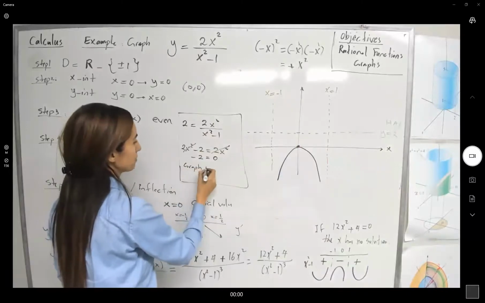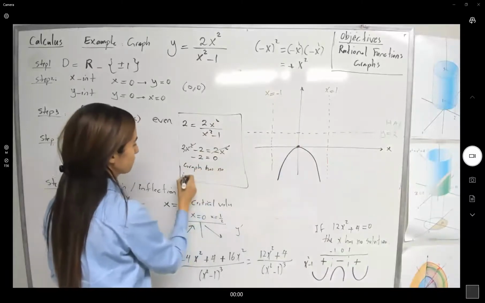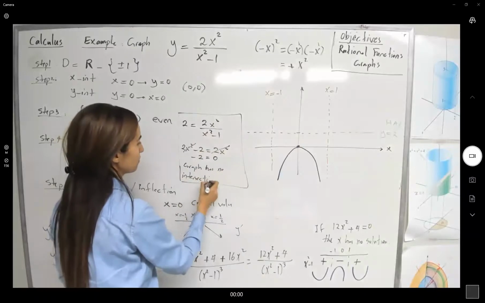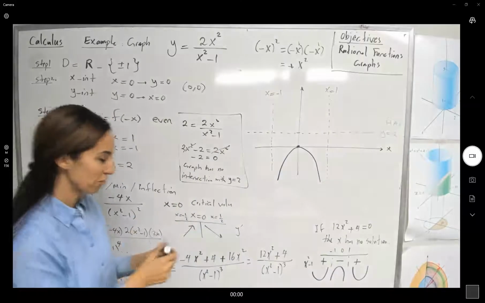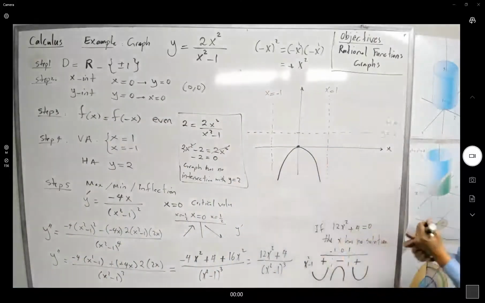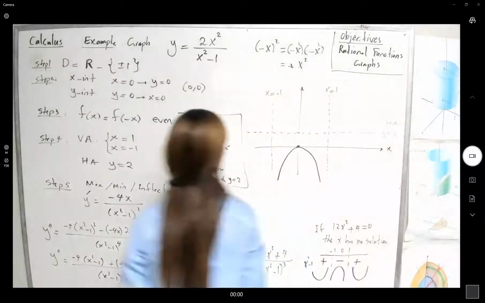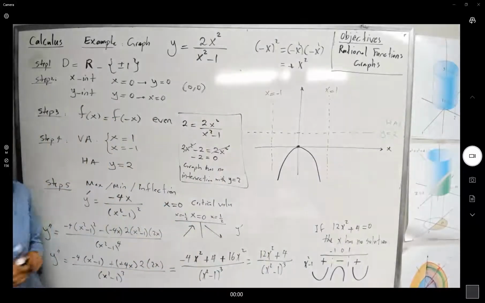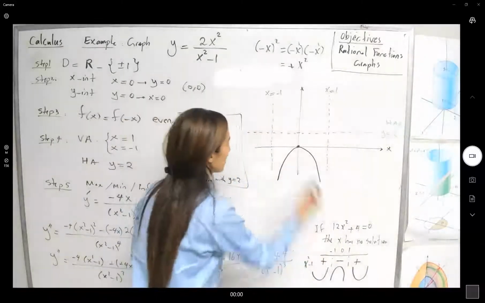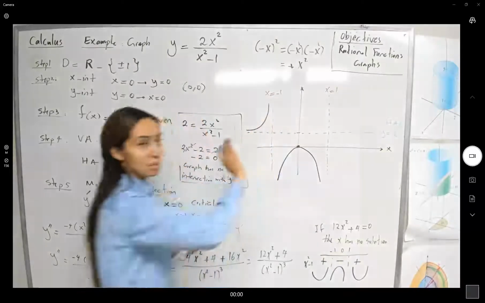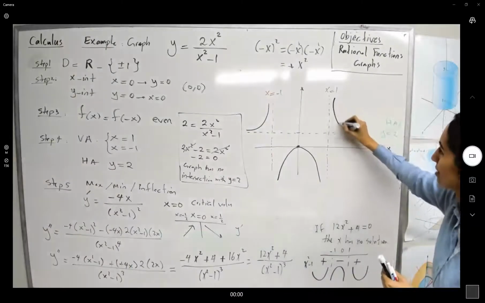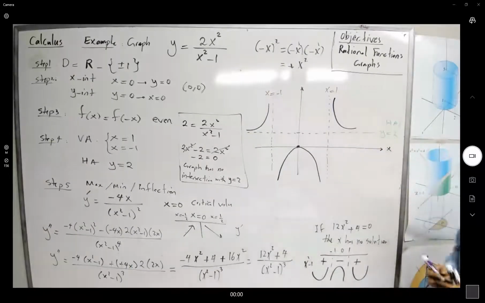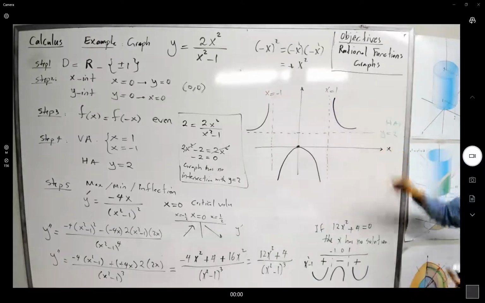The graph has no intersection with y equals 2. It means that it is above your horizontal asymptote. Since we already know that it is concave up, it doesn't touch the vertical asymptote. And also here, it doesn't touch your vertical asymptote and neither the horizontal asymptote. So this is the graph.